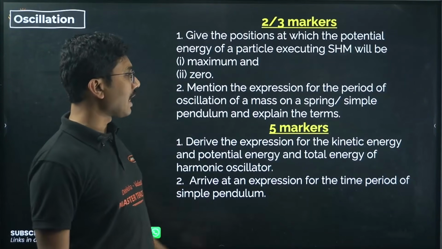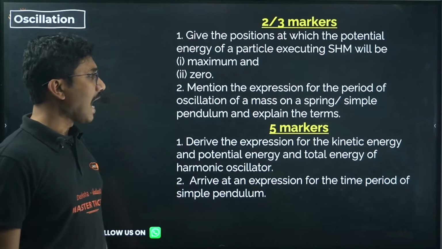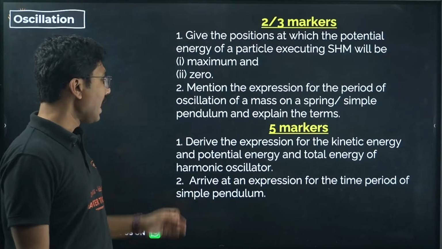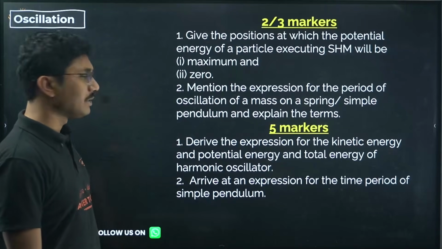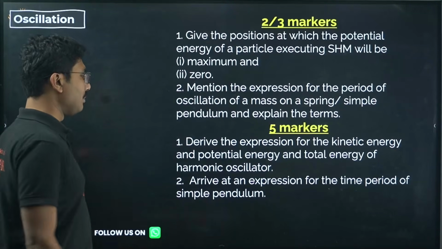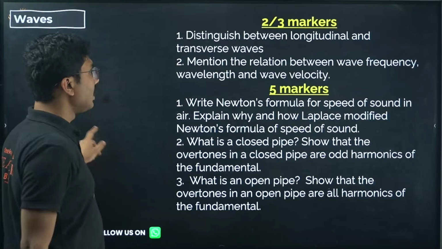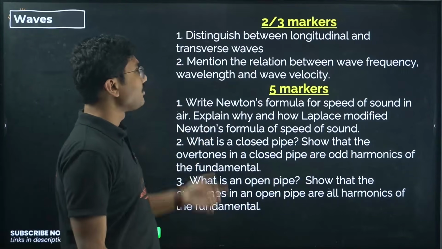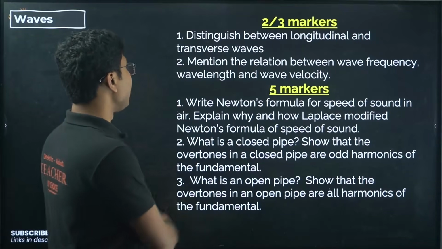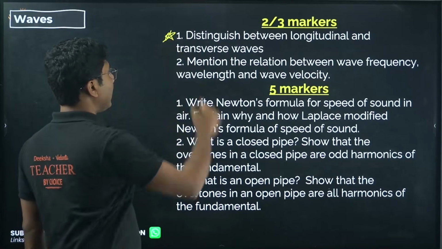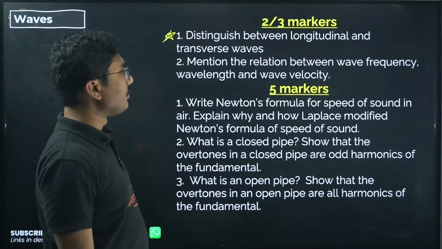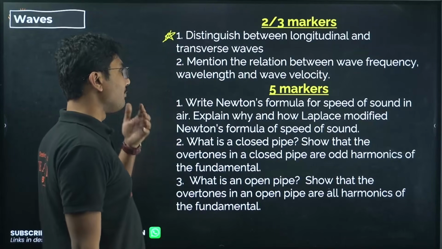Derive the expression for kinetic energy, potential energy and total energy of a harmonic oscillator. Arrive at the expression of the time period of a simple pendulum. These two are also important. Both of them are important. Next, waves. Distinguish between longitudinal and transverse waves. Very important question. Next, mention the relations between wave frequency, wavelength and wave velocity.